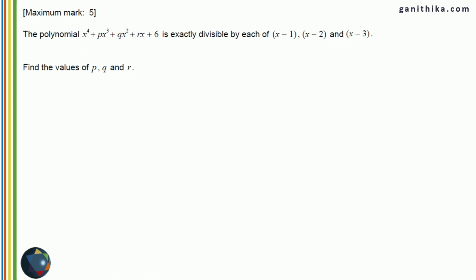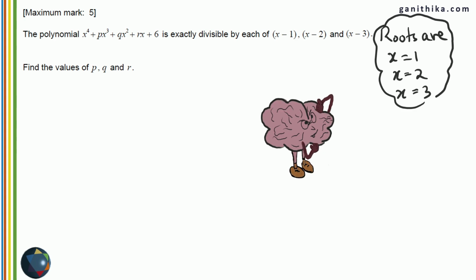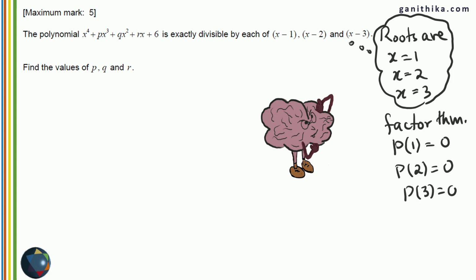Next question is a fourth degree polynomial. x power 4 plus px cube plus qx square plus rx plus 6 is exactly divisible by each of x minus 1, x minus 2 and x minus 3. So we have three roots here. The fourth root is missing. So x is equal to 1, x is equal to 2, x is equal to 3 are the roots. Using the factor theorem, p of 1 is equal to 0, where p of x is the polynomial given. p of 2 is equal to 0 and p of 3 is equal to 0.